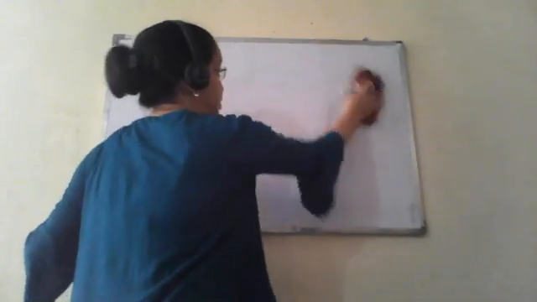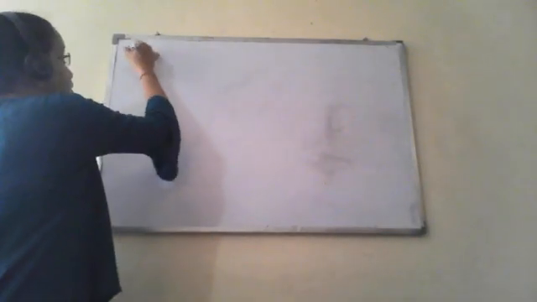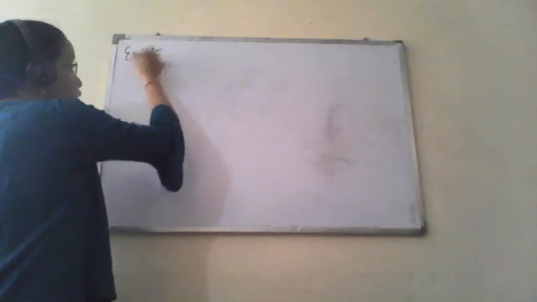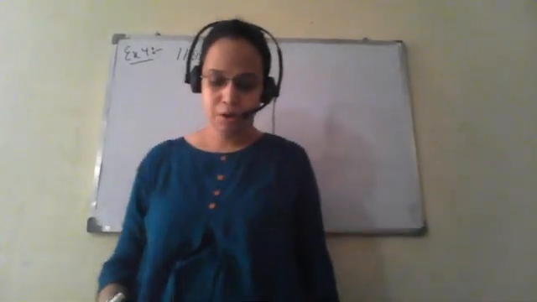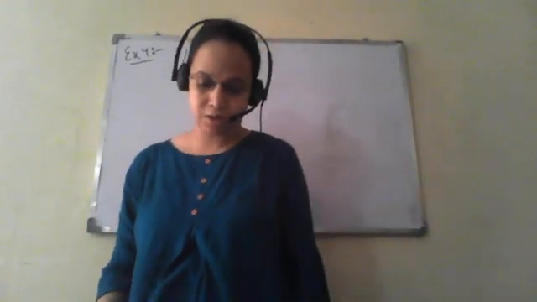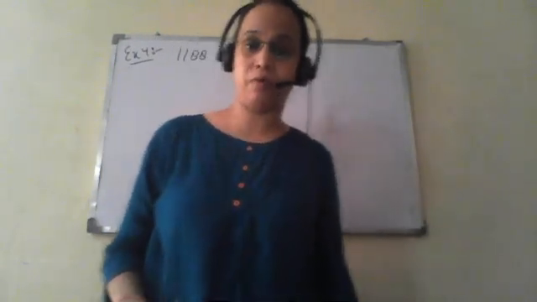Now next example. Example number 4. Number is 1188. So in this question, is 1188 a perfect cube? If not, by which smallest number it should be divided so that the quotient is a perfect cube. Okay, so do the prime factors for the same.